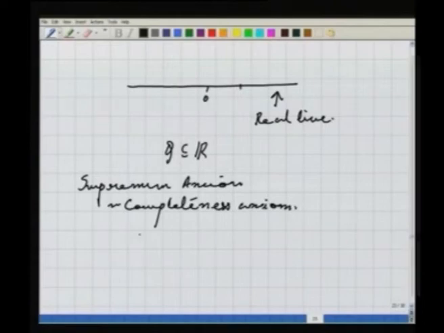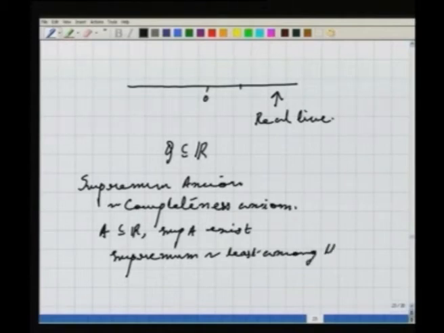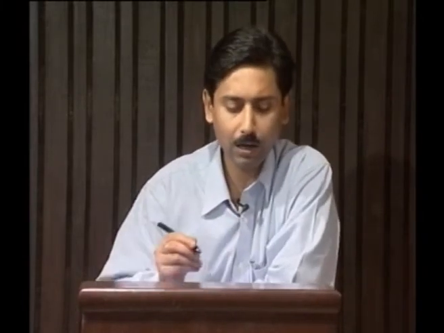What does it say? As you already know now, if you take any non-empty subset A of the real line, then A has a supremum, and supremum means the least among the upper bounds of the set A. The next thing was a fundamental application of the supremum axiom, which we called the Archimedean property.